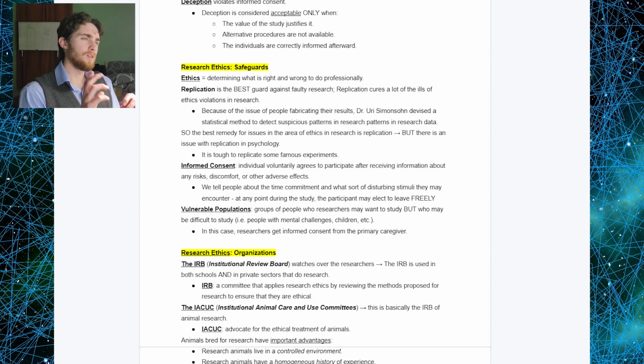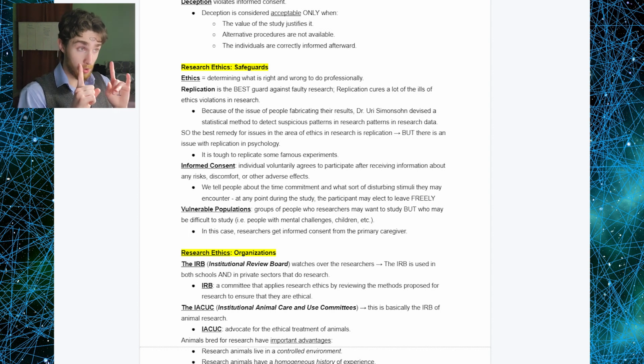Another thing to consider are vulnerable populations. Vulnerable populations are groups of people who researchers may want to study, but who may be difficult to study. Researchers who want to study individuals with mental challenges, you want to study them, but they may prove difficult to study, making them a vulnerable population. Or researchers may want to study children, but of course children are difficult to study. So in working with vulnerable populations, researchers get informed consent from the primary caregiver.